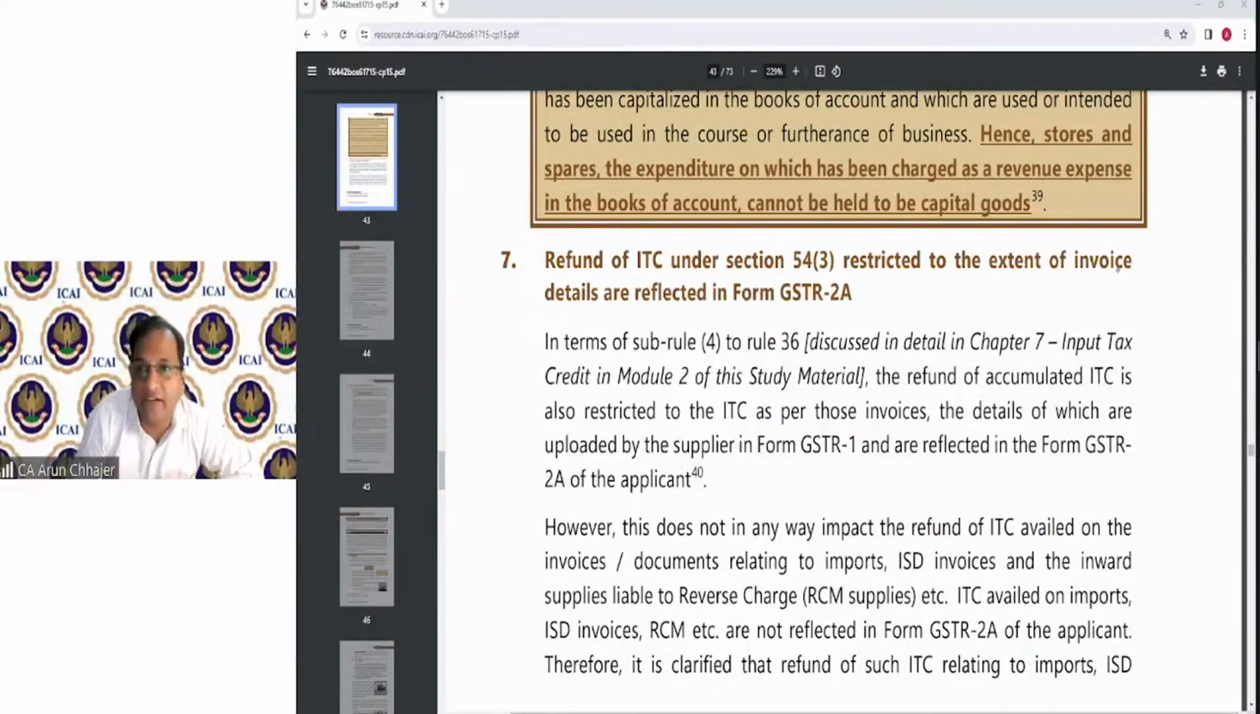Again, they have clarified that stores related expenditure, stores, spares, which has been charged to the profit and loss account, cannot be held to be capital goods and refund would be entitled. They have clarified by way of circular.